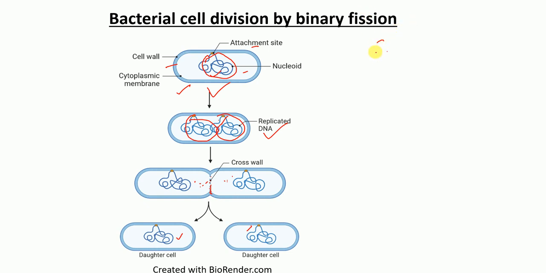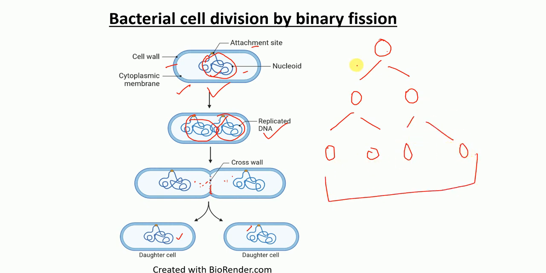As the name suggests, in binary fission we start from one bacterium. This one bacterium gives rise to two bacteria, and from each of these we will get two more. This kind of cell division is called binary fission, and it leads to the exponential growth of bacterial numbers.